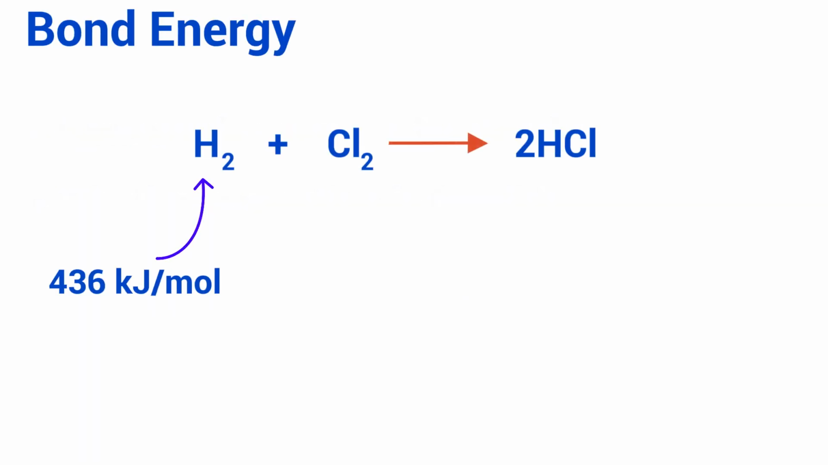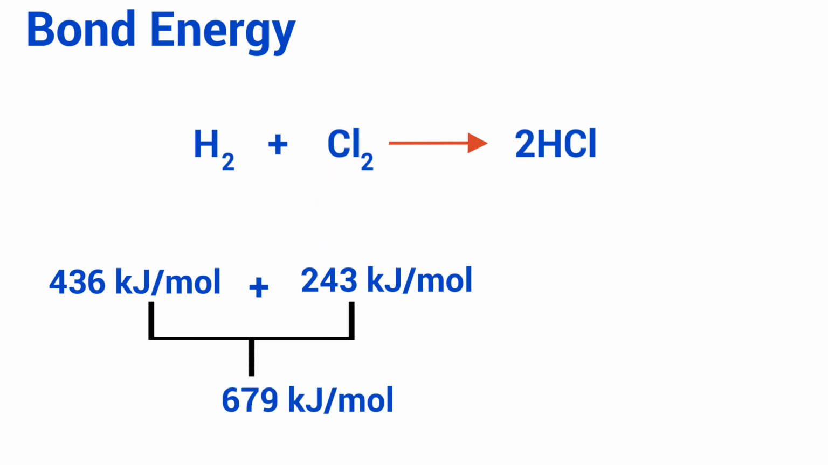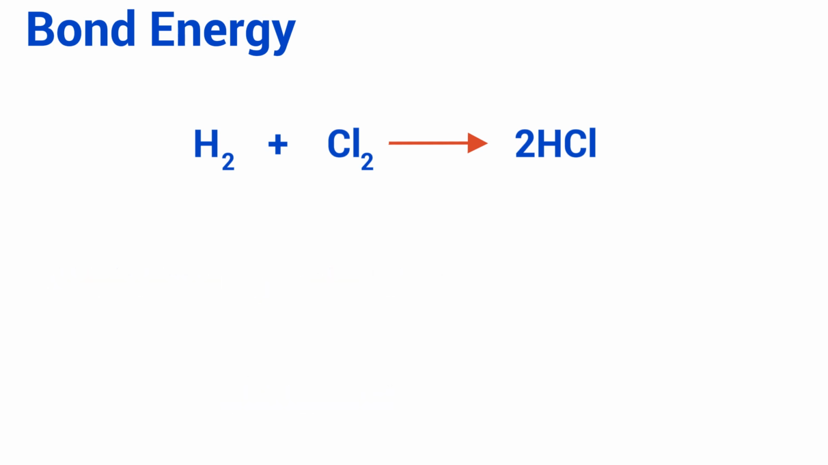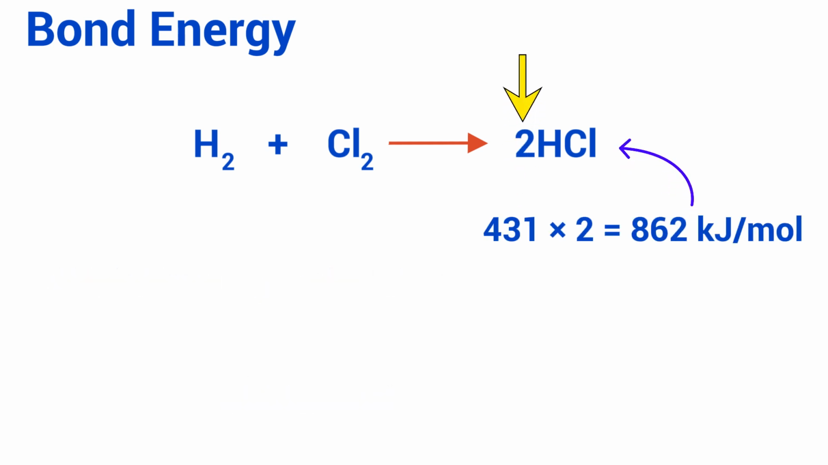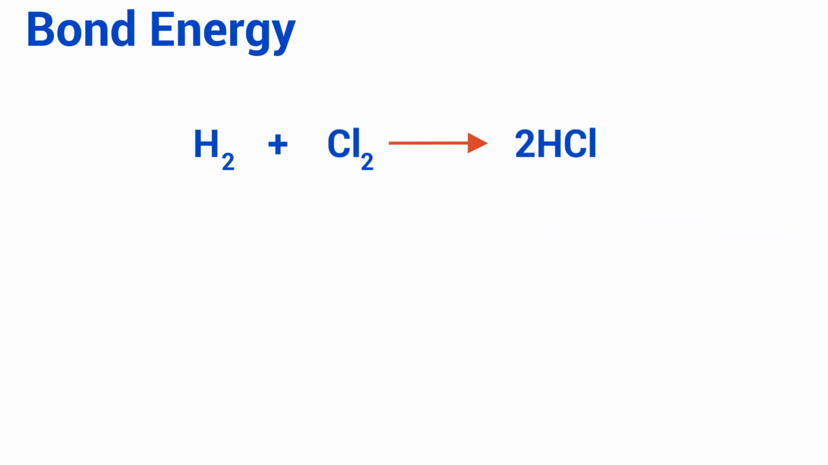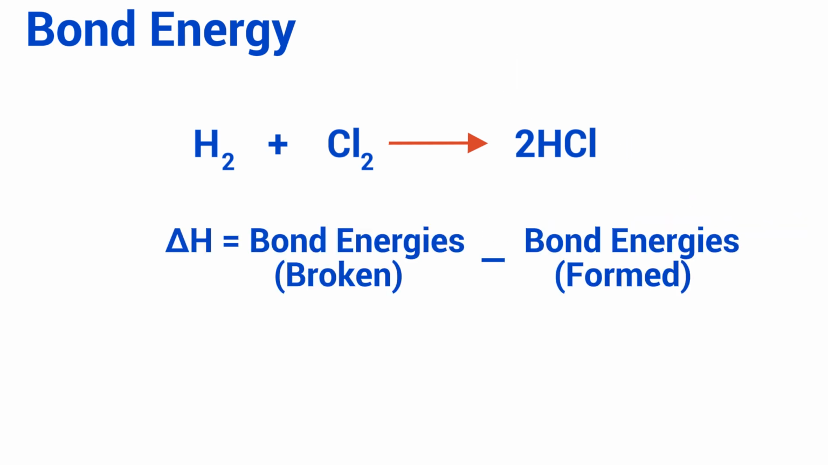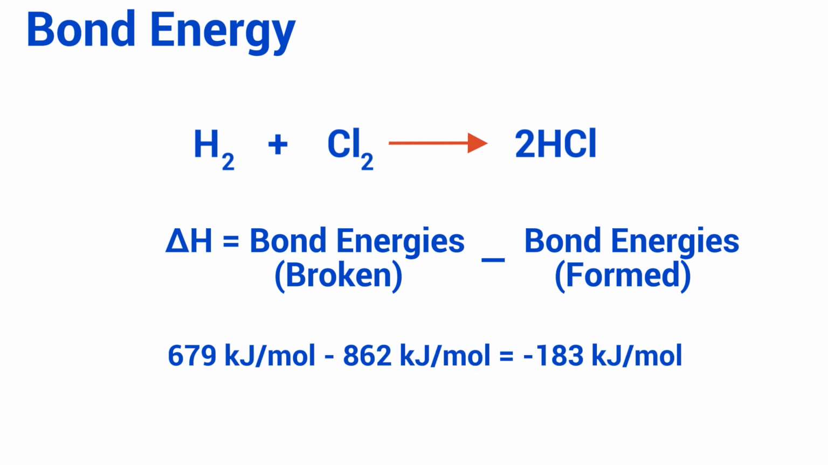We need 436 kilojoules per mole of energy to break this bond and 243 kilojoules per mole to break this bond. Therefore, the total energy required to break these reactants is 679 kilojoules per mole. When new bonds form, 862 kilojoules per mole of energy is released. Now, look at the screen. Using this formula, we calculate the total change in energy for this reaction, which is minus 183 kilojoules per mole. The negative sign indicates that the formation of HCl is an exothermic reaction.